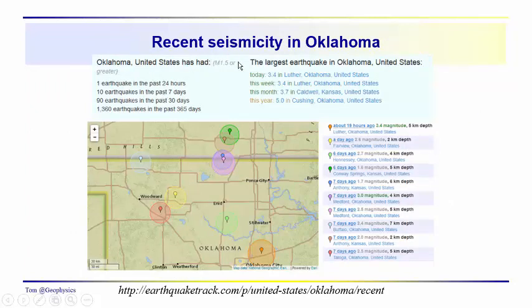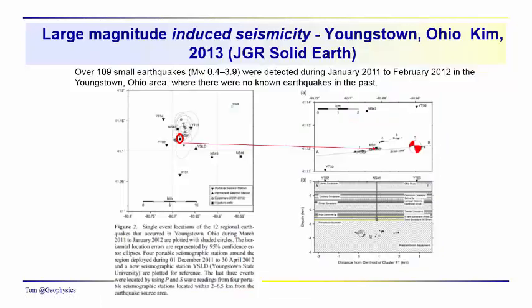Just looking at the recent activity, it tends to go on about every day. One earthquake in the past 10 hours, 10 in the past 7 days, 90 in the past 30 days, 1,360 in the past 365 days. So still a busy place in terms of seismic activity, much busier than the historical period, where you would have maybe one magnitude 3 event a year. Now you're having several hundred.